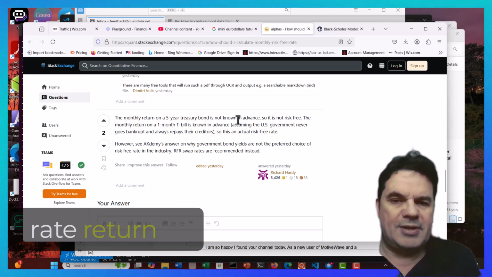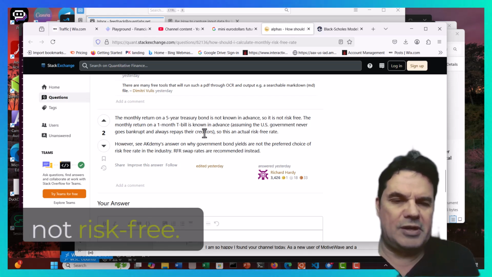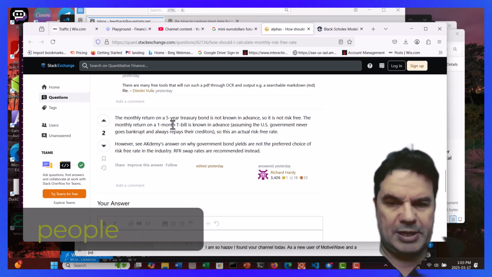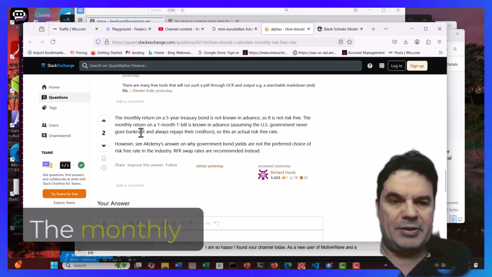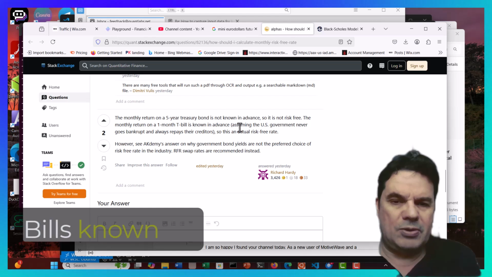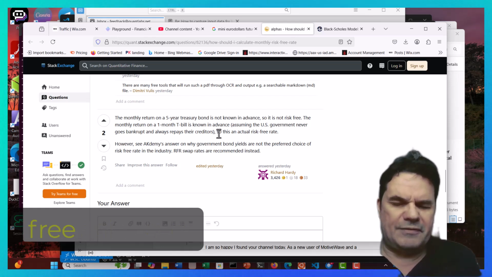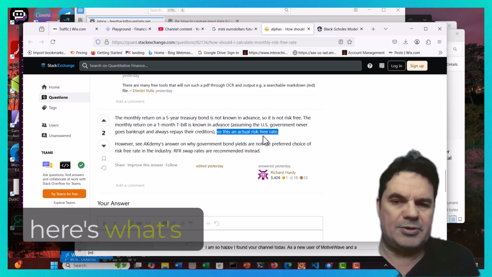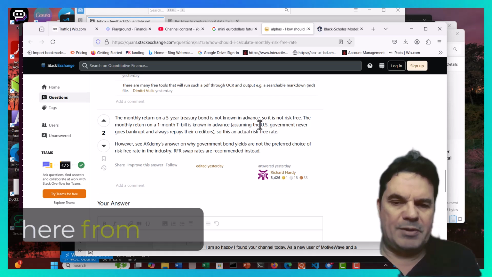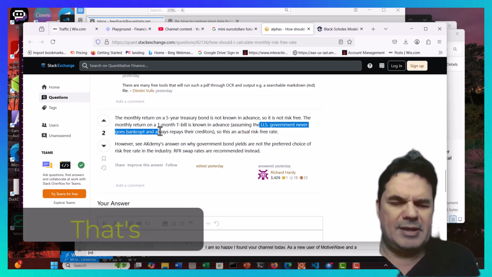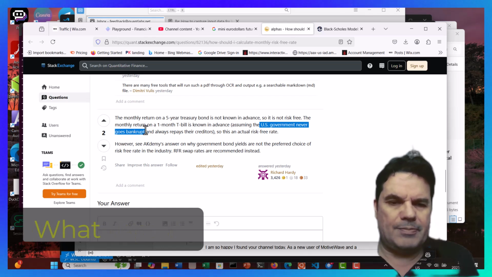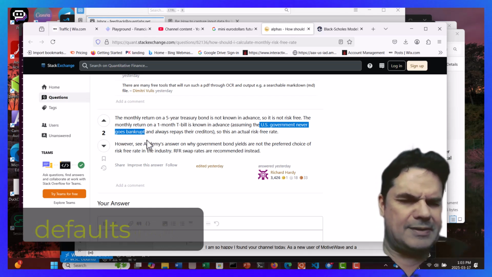Monthly rate of return is not known in advance, so it's not risk-free. See, there are many different people that argue this. The monthly rate of return on 1-month T-bills is known in advance, assuming the government never goes bankrupt and always repays its creditors. So this is an actual risk-free rate. But here's what's important from this person here. That's assuming that the U.S. government never goes bankrupt. What about going into default?